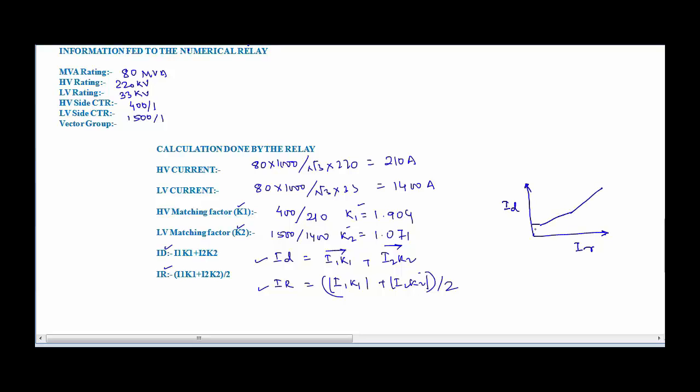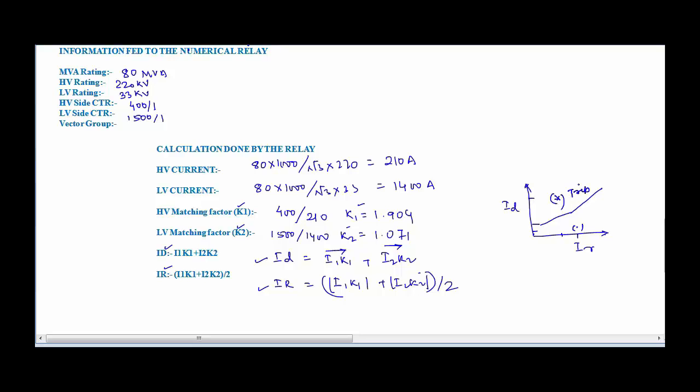So every time, it is going to find out the differential current and restraining current, and it checks where the point is located on the graph. If it has this much differential current and this much restraining current, and it is lying in this region, it is not going to give any trip. But if the point comes somewhere here, where the differential current has increased but the restraining current has reduced, then in this case it is going to give a trip.